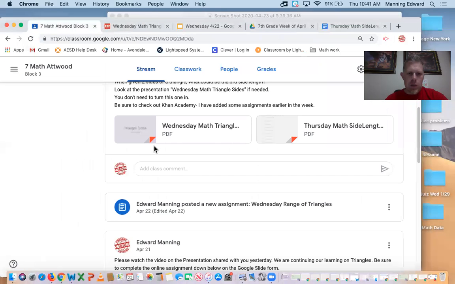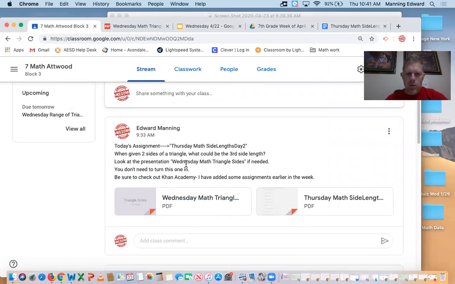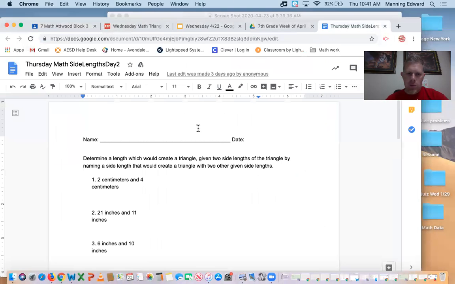If you guys go back to this little part, this is what I posted at 9:30 this morning. We got a Thursday math side length. This is pretty much the same thing as what we're doing. Determine a length which would create a triangle, given two sides of the triangle, by naming a side length that would create a triangle with the other two. Okay, those directions are a little confusing. Basically, it wants to know what would be the third length.